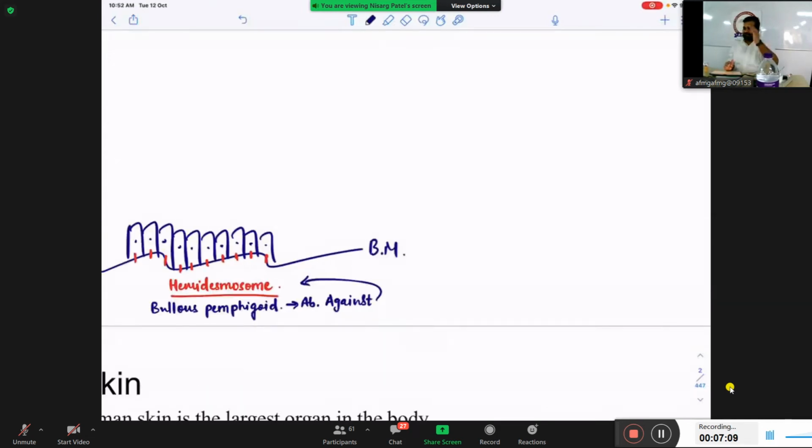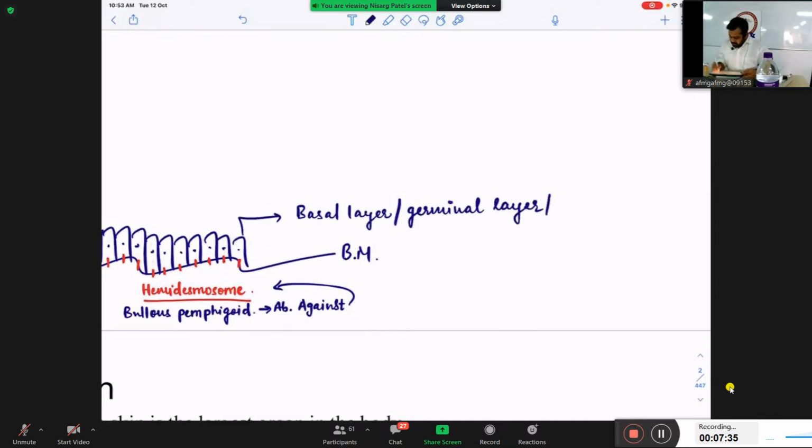So why has nature given vertical cells in my basal layer? The reason is nature wants to occupy more skin cells onto the basement membrane. Why? Because this layer, which is known as the basal layer, is also known as the germinal layer or a dividing cell layer.